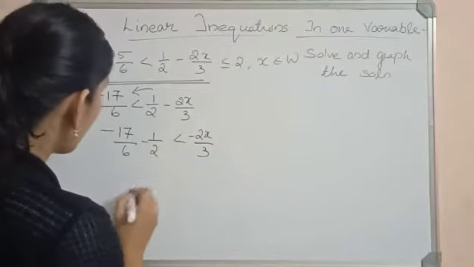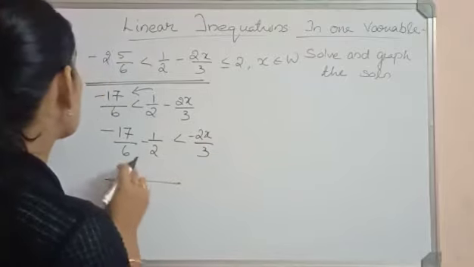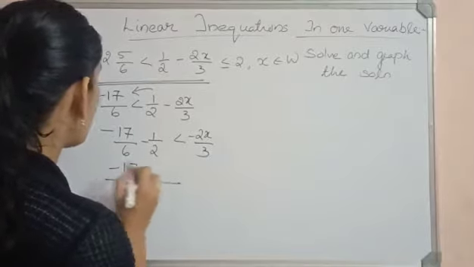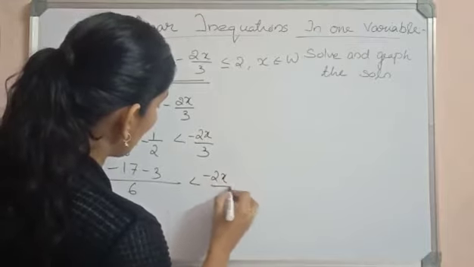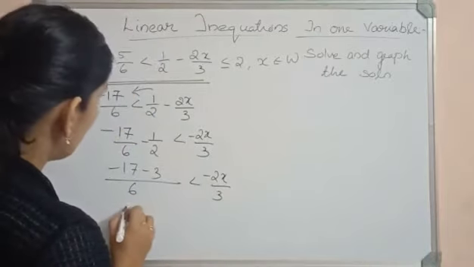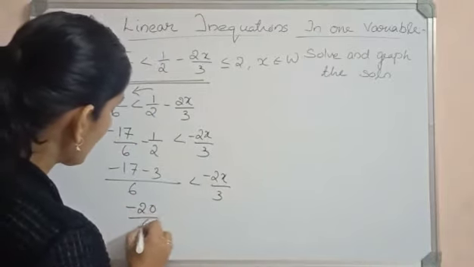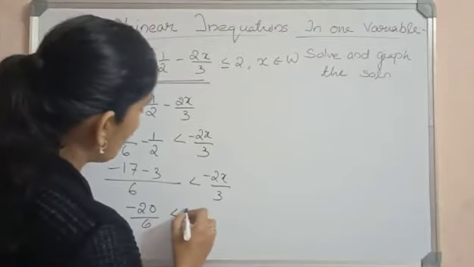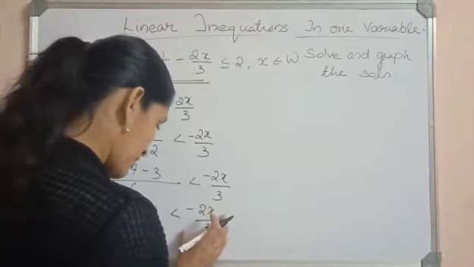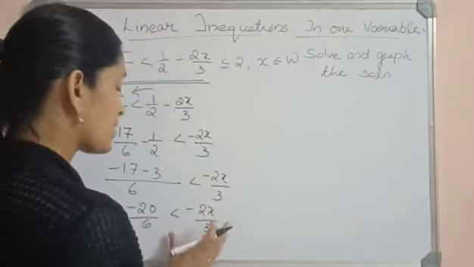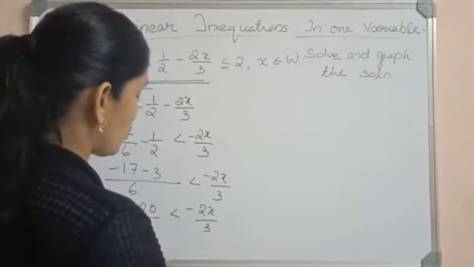Now when you are simplifying this, 6 is the denominator, upon 6 minus 17 minus 3 less than minus 2x by 3. Here this will be minus 20 by 6 less than minus 2x by 3. We need to make the coefficient of x as 1. So multiply both the sides by minus 3 by 2.